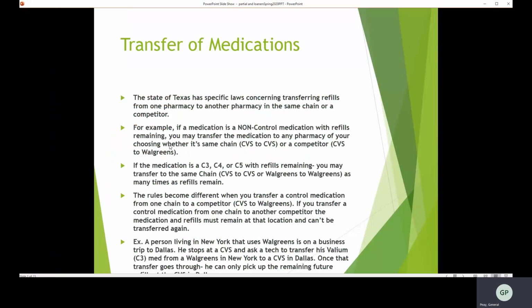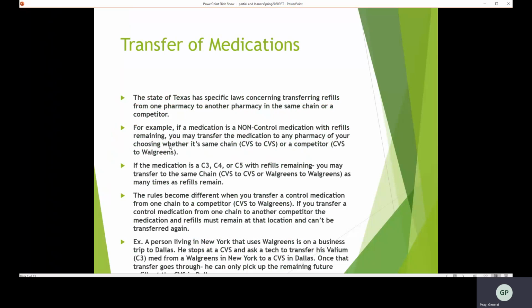It becomes strict and different. The rules change when you have a controlled medication and you want to go from one chain to a competitor. This would be transferring a medication from CVS to Walgreens. If it's a controlled medication and you originally had it filled at a CVS, and for whatever reason you want to transfer the remaining refills to a Walgreens or a Kroger, a different competitor, you can only transfer it one time to that competitor, and the refills must remain at that specific location.